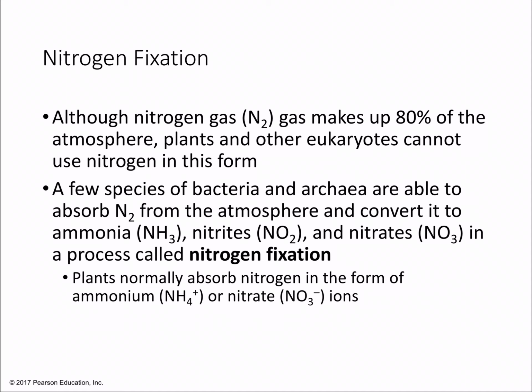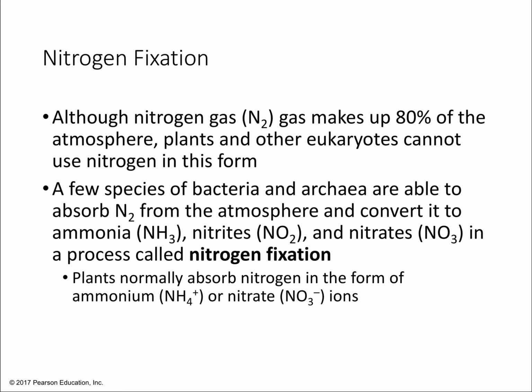Another very important macronutrient is nitrogen. Nitrogen gas makes up 80% of the atmosphere. It's readily available in the atmosphere, but the problem is we can't use nitrogen gas in that form. N2 is not available for taking up. In order to get nitrogen into the tissues, it has to be converted into a form that plants and animals can use. That occurs through a process called nitrogen fixation.